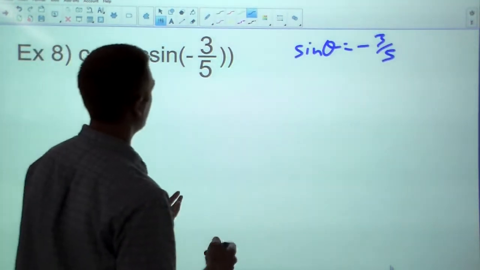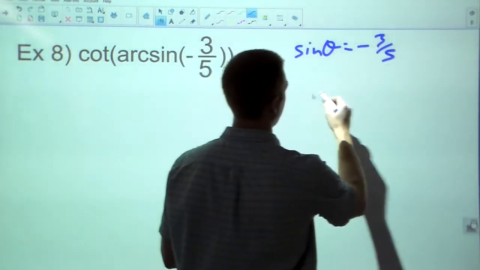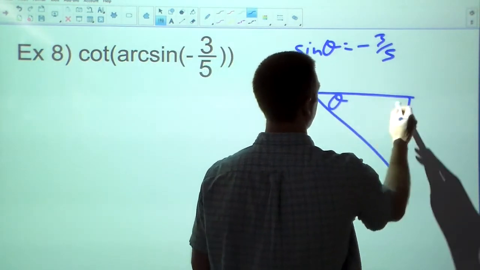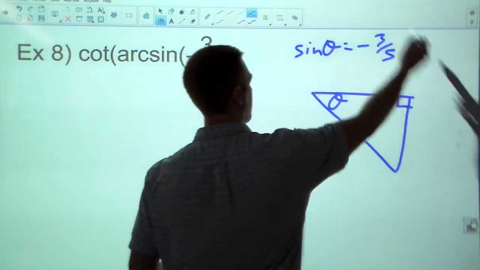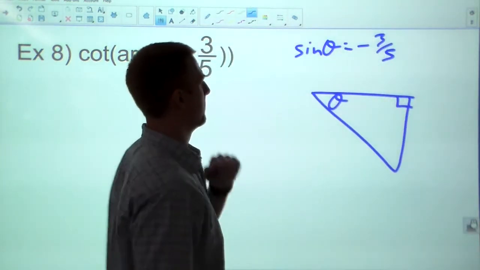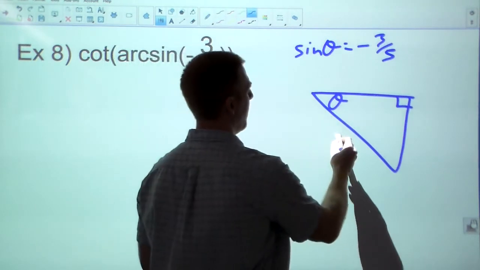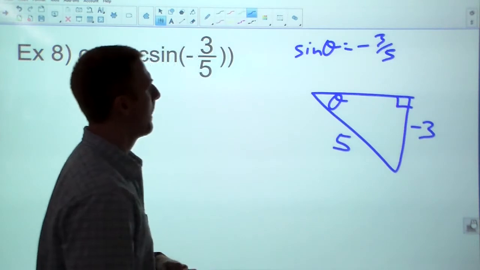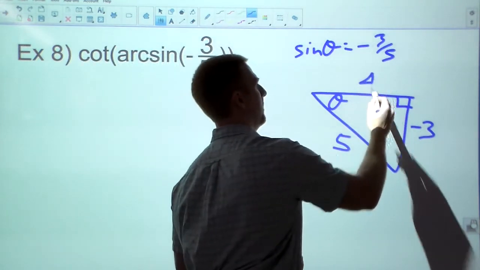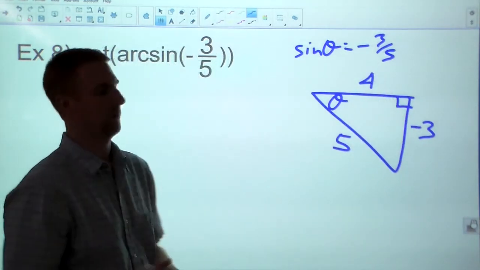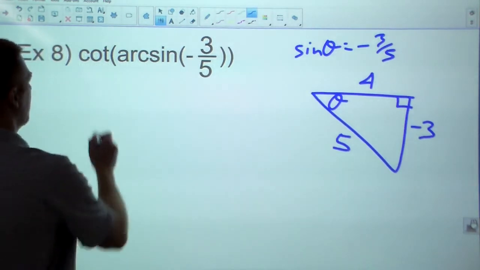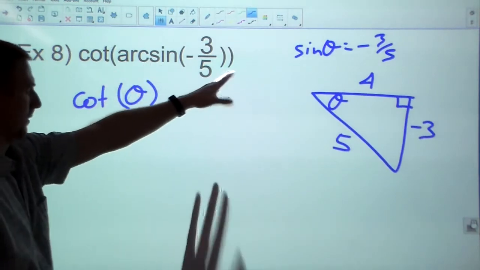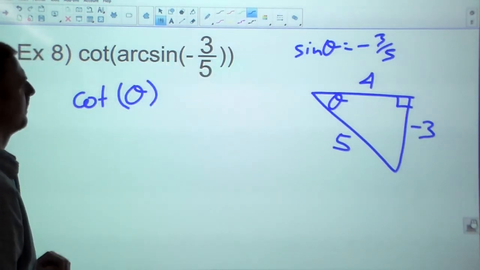So when I set my triangle up, I am going to be careful to put it down there this time. So if I'm thinking about this being part of a unit circle, that triangle's down in the fourth quadrant. 5 is the hypotenuse, negative 3 is the opposite side. It's really the same triangle I've been using. You can do Pythagorean theorem to get that other side, but it's going to be 4. So I'm going to go with that same logic, cotangent of the angle. If I rewrite that statement, it comes out to here. And that's really all I'm doing.